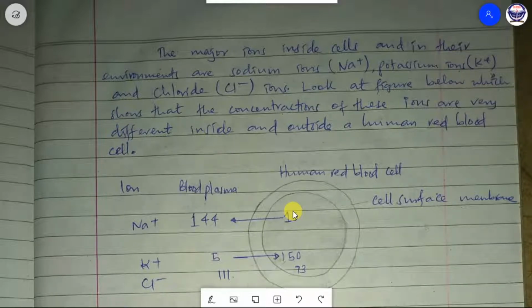Now, how does this occur, and what is the mechanism which maintains this charge? Let's see. The major ions outside the cell and inside are sodium, potassium, and chloride ions. But now let's look at the distribution of these ions. Look at the figure below, which shows that the concentrations of these ions are very different inside and outside of the human red blood cell.